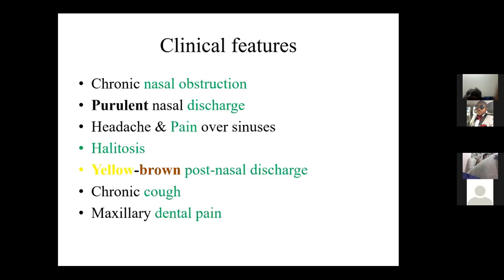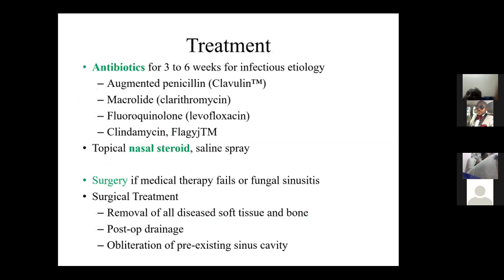There's purulent discharge, headache, pain over the sinuses, halitosis, the person is telling you that he's breathing bad, taking bad breath, yellowish-brownish post-nasal discharge, chronic cough, the person keeps coughing, even maxillary dental pain. The person can also have these symptoms.